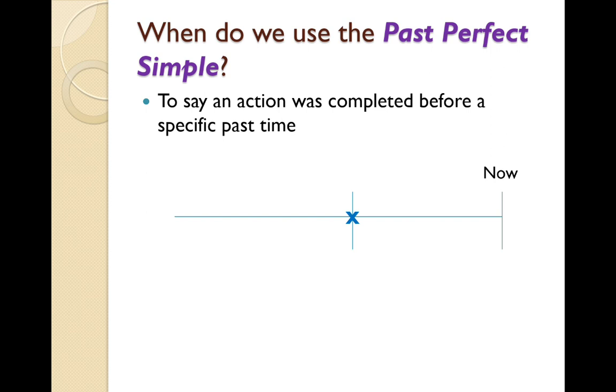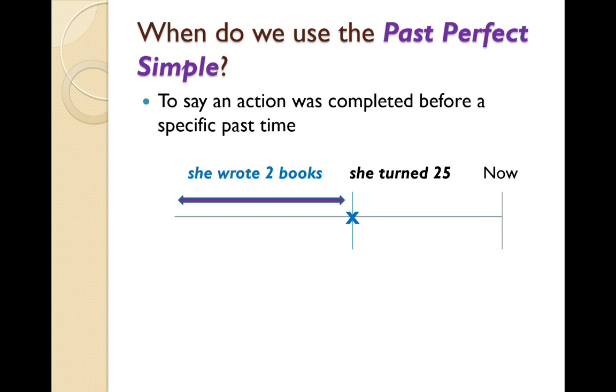So here we have a specific time in the past. In this case, she turned 25. This is a specific moment in the past. And now we want to talk about what action or actions were completed before this point. So, before she turned 25, she wrote 2 books. She wrote 2 books before she turned 25.